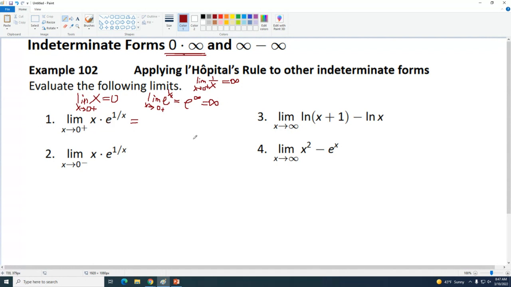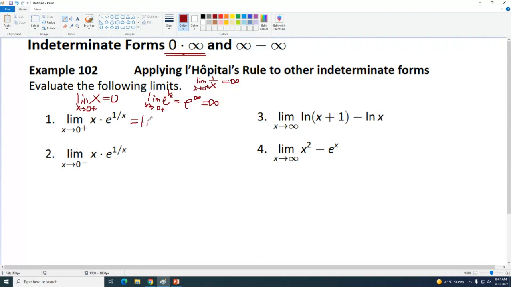So how do we calculate this one using L'Hopital? Our method is, if you have multiplication, we're not able to compare them relatively. So what we're going to do is convert this into a division. How do we convert to division? Multiplication is the same thing as division of the reciprocal. So we write this into this.